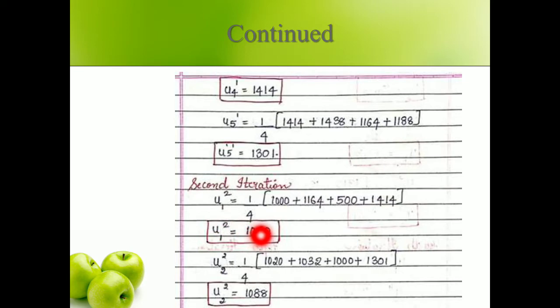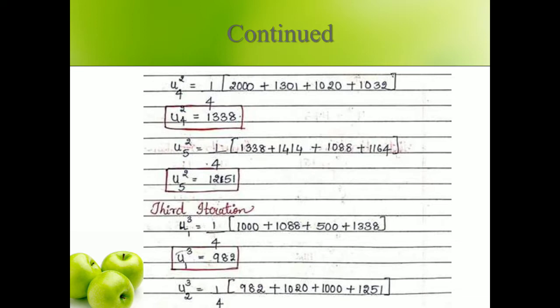Then u2 square is equal to 1 divided by 4 (1020 plus 1032 plus 1000 plus 1301). So you will get u2 square. Then u4 square will be equal to 1 divided by 4 (2000 plus 1301 plus 1020 plus 1032). So u4 square will be equal to 1338. u5 square will be equal to 1 divided by 4 (1338 plus 1414 plus 1088 plus 1164). So u5 square will be equal to 1251.